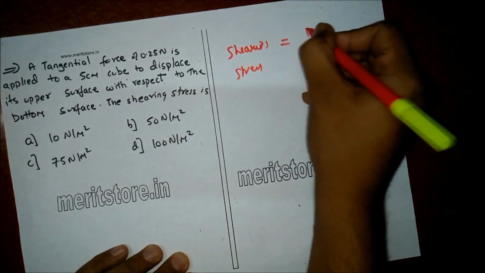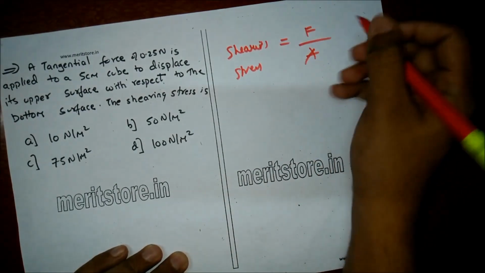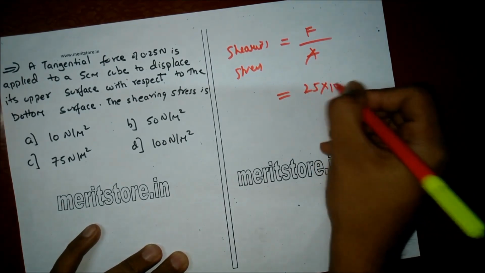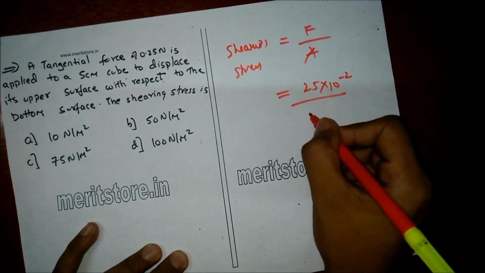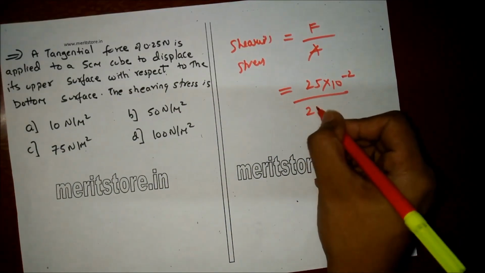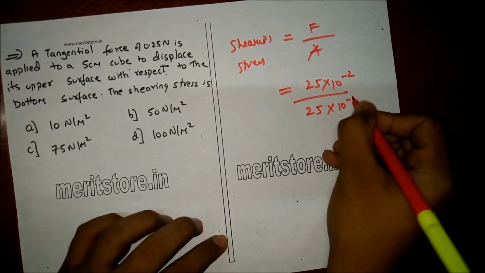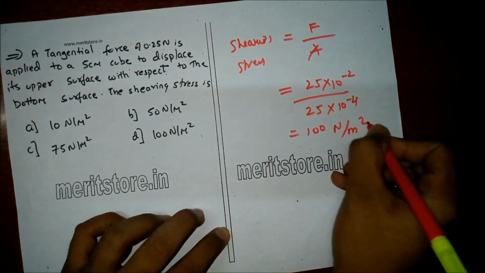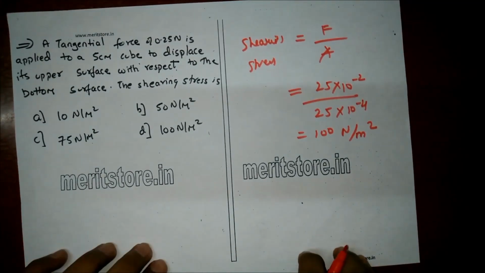is given by the force applied upon the area, which is 0.25, which is 25 into 10 raised to minus 2, upon the area, which is the side square, which is 5 into 5, 25 into 10 raised to minus 4, which is equal to 100 Newton per meter square. Therefore, here the correct answer will be option D.